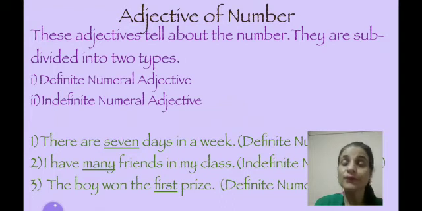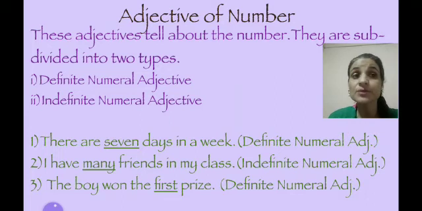Next is adjective of number, or you can call it numeral adjective. By the name you can understand, these adjectives tell us about the number. As we have already seen in the example, I have 2 eyes, so 2 tells us the number. That is an adjective of number. Now children, for further information, these adjectives are subdivided into 2 categories: definite numeral adjective and indefinite numeral adjective. Definite numeral adjective means a fixed number like 2, 4, 7. And indefinite numeral adjective means the number is not fixed, like some, many.